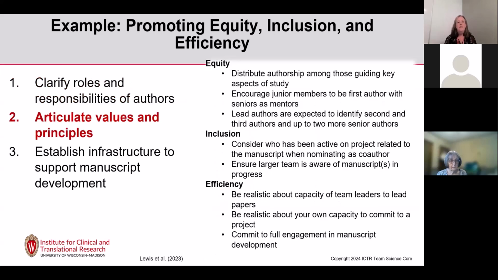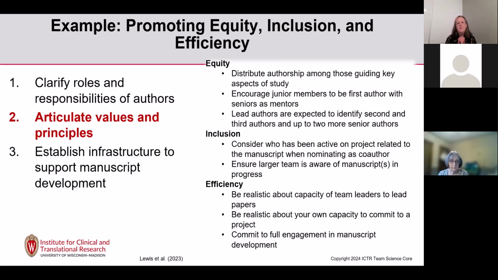The second, which I thought was the most meaningful to me even, was that this was a very values-based approach. So they articulated their values and principles and clarified behaviors and practices in order to live or honor those values and principles. So again, they were looking for equity, inclusion, and efficiency. And so under equity, they wanted to distribute authorship among those guiding the key aspects of the study. So those contributing the most would be given the most prominent authorship.